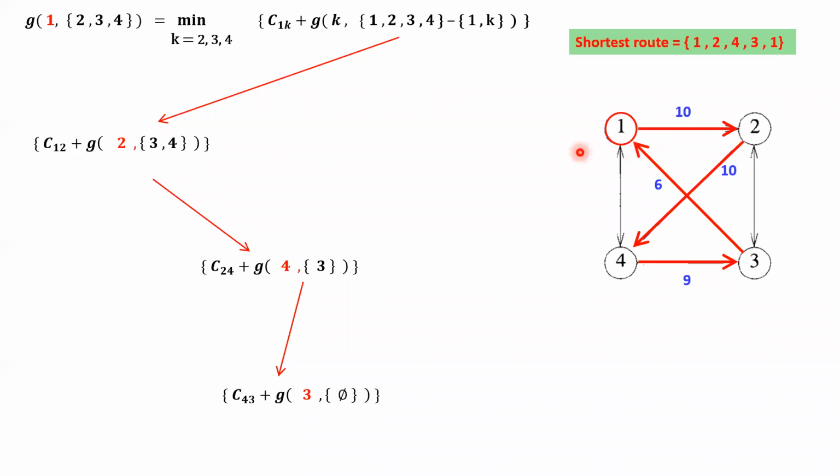This is the shortest path available for traveling in the given graph, starting with the city number 1 and visiting the remaining cities 2, 3, 4. You may take up the same problem with a different starting city. Instead of taking starting city as 1, you can start from 2, or you can start from 3, and you can try to find out the shortest route.